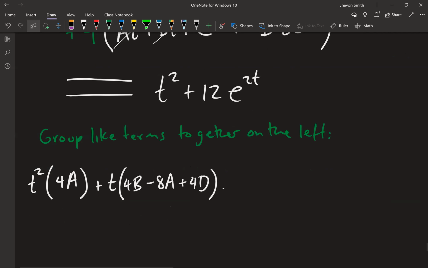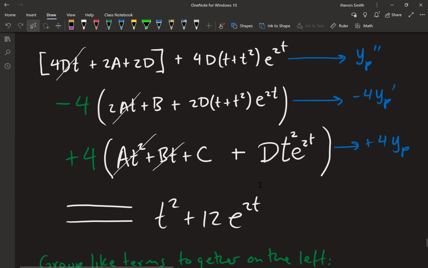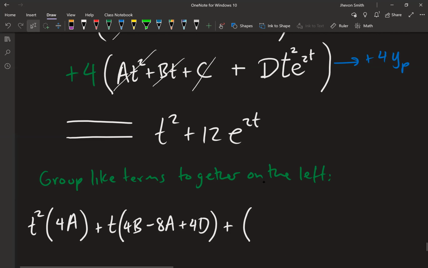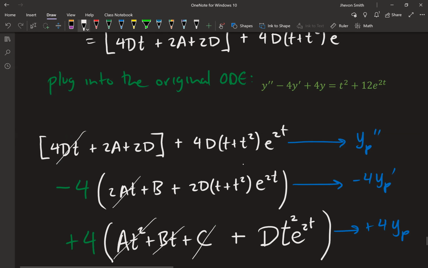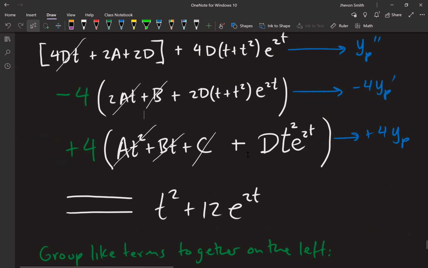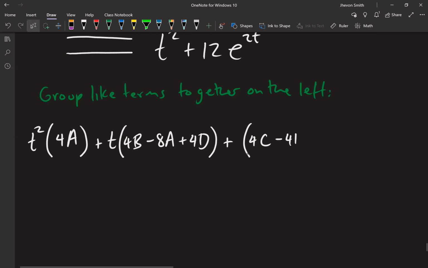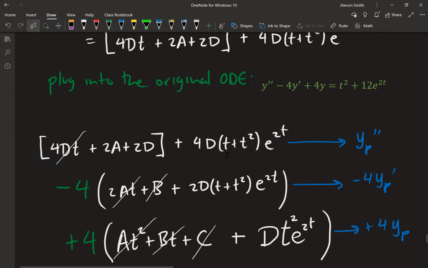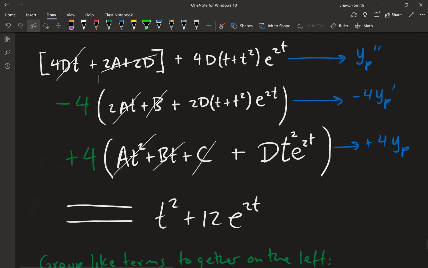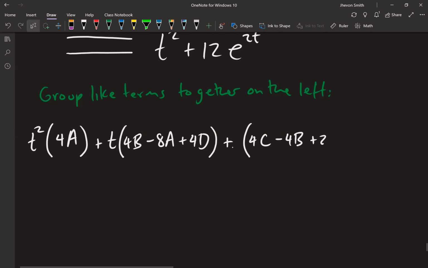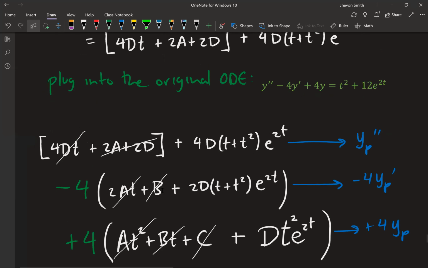Plus constants. Go in and find all the constants. So I have one here for c. I have another here, minus 4b. I have here, minus 2a plus 2d, plus 2a plus 2d. And those are all the constant terms.